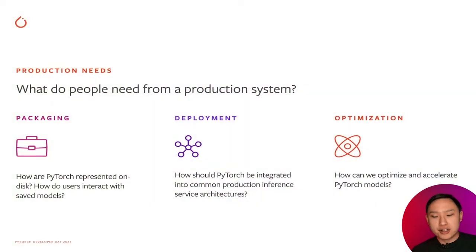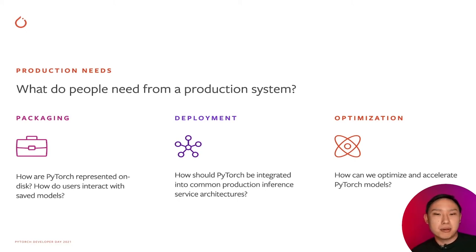So talking to production users like the Captum folks, we realized that there are three distinct requirements for a production system or a research to production workflow. The first is packaging. We need a way to bundle up and distribute PyTorch models in a hermetic and reproducible way.